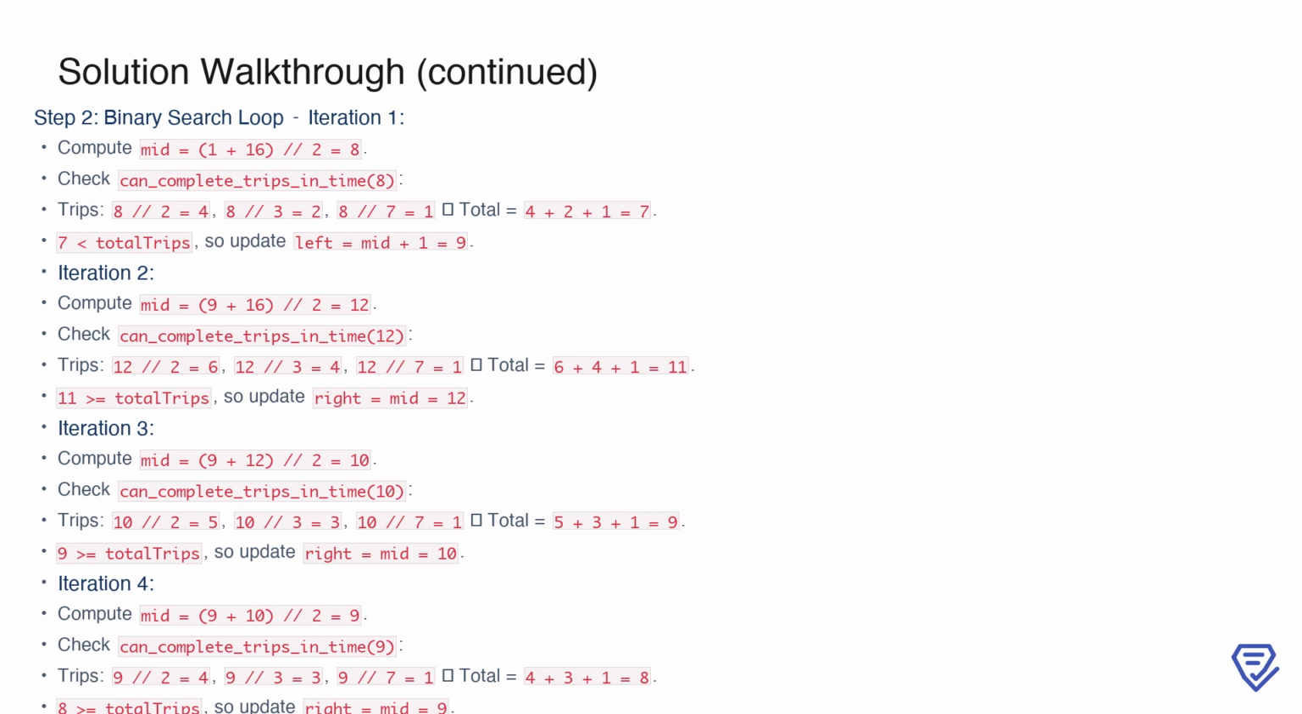Iteration 3 gives mid equals (9 + 12) / 2 equals 10, with the calculations resulting in 10 / 2 equals 5, 10 / 3 equals 3, and 10 / 7 equals 1, totaling 9 trips. Again, this satisfies the condition, so we update right to mid equals 10. In the fourth iteration, we calculate mid equals (9 + 10) / 2 equals 9, yielding 9 / 2 equals 4, 9 / 3 equals 3, and 9 / 7 equals 1, which gives exactly 8 trips. Since this is sufficient, we update right to mid equals 9.